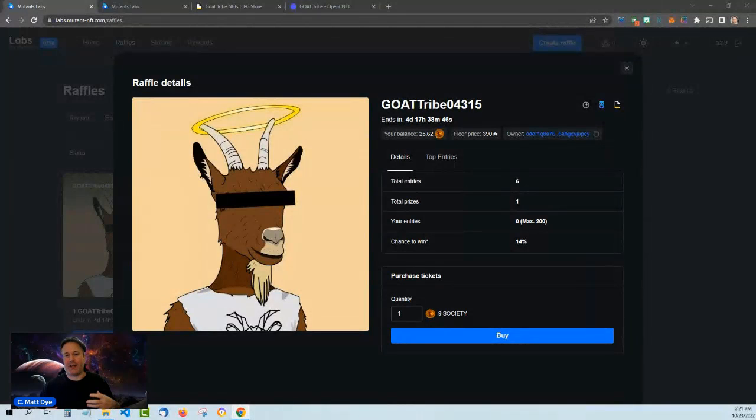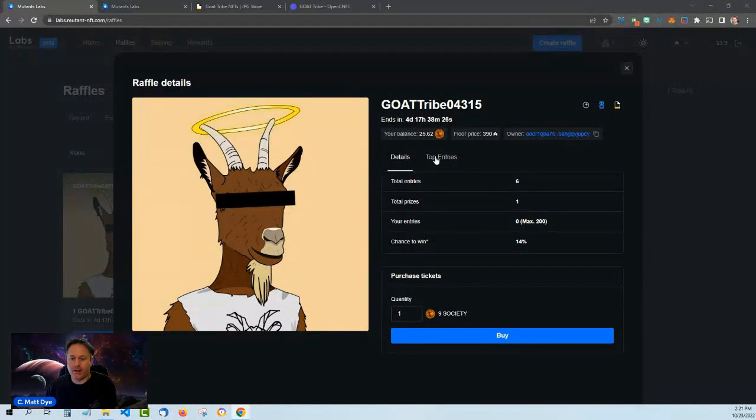Today I have something a little different for you. I'm doing a raffle, and I'm doing a raffle inside of the raffle. So I think it's going to be a lot of fun. It's going to be fun for the community. So basically, I am raffling this goat here. You can see there's 4 days and 17 hours and some odd minutes left.